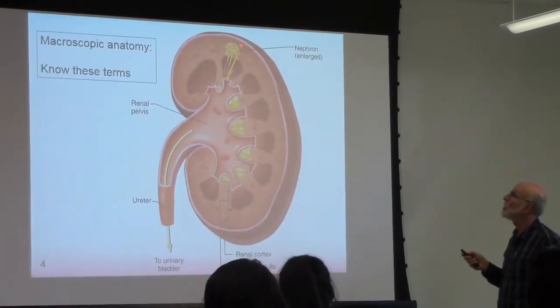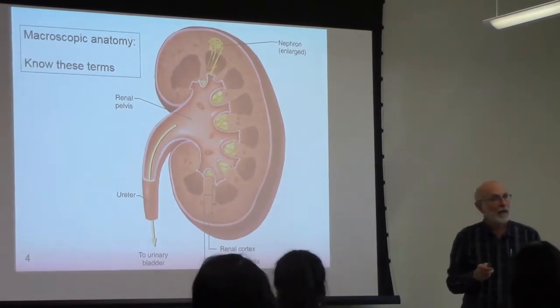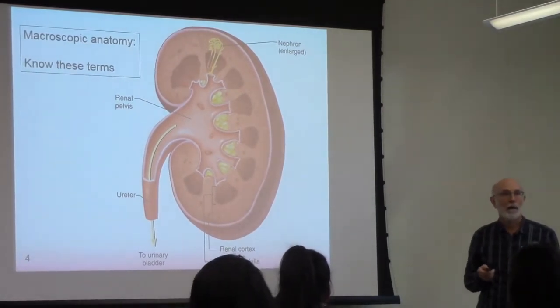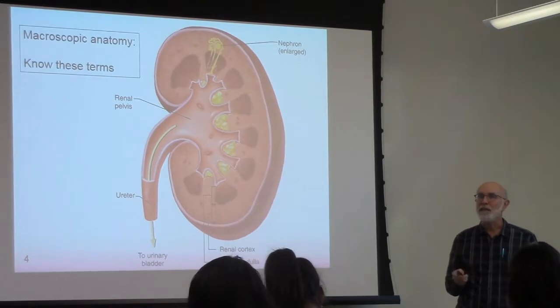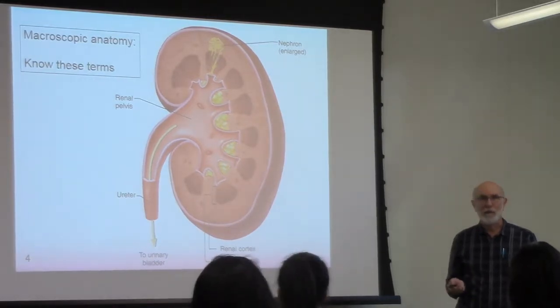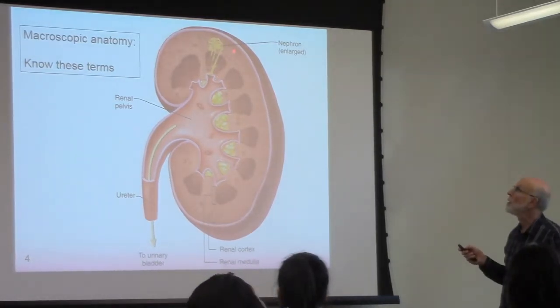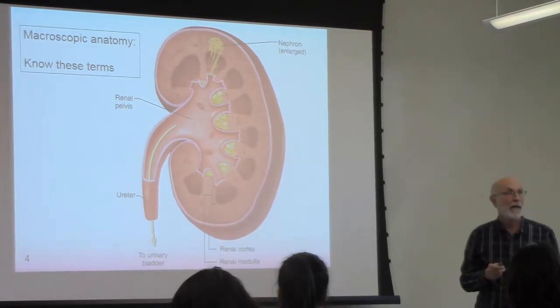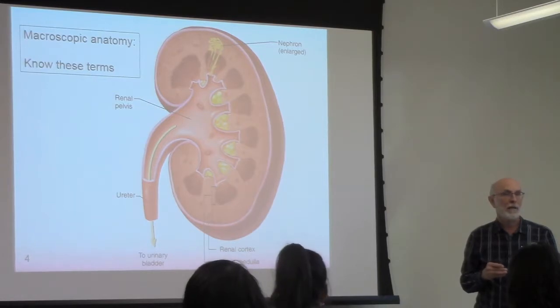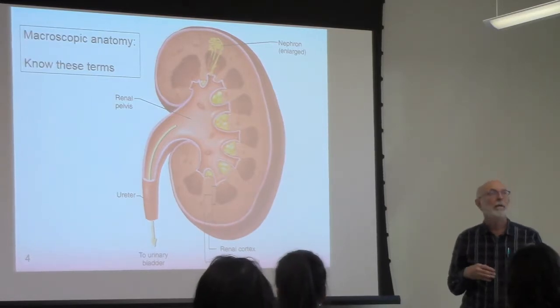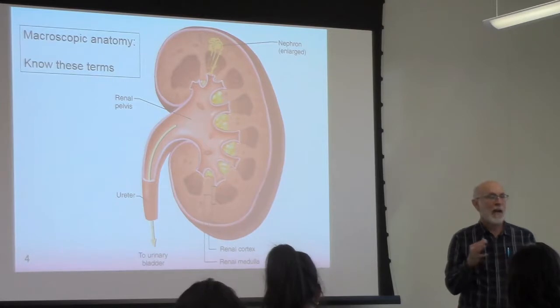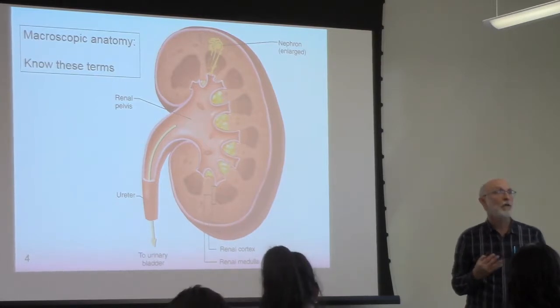The functional unit of the kidney is called the nephron. So just like the neuron is the functional unit of the nervous system, the nephron is the functional unit of the kidney, but it's not one cell. It's thousands of cells. So the nephron, made up of thousands of different types of cells, is the functional unit.